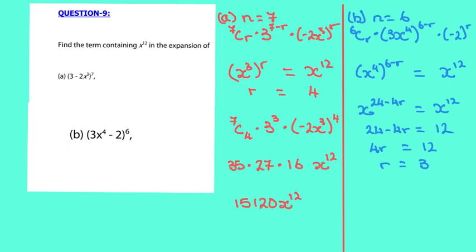Substituting back in, we get 6 choose 3, (3x⁴) to the power of 6 minus 3, which is 3, (minus 2) to the power of 3, giving 20 times 27 times minus 8 x to the power of 12, which is equal to minus 4,320x to the power of 12.